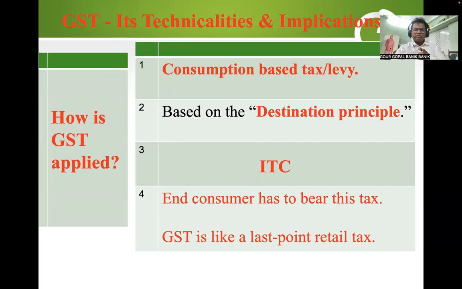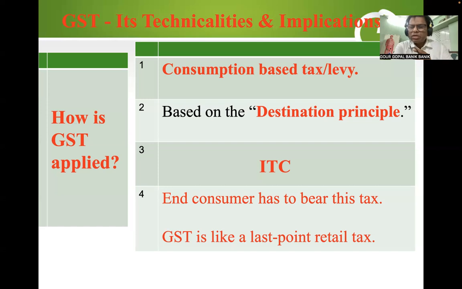And how is GST applied? GST is a consumption-based tax, because the tax burden is ultimately borne by the consumer. That's why it is known as a consumption-based tax. The person who consumes has to bear the tax. Otherwise, the burden is shifted from manufacturer to wholesaler, from wholesaler to retailer, and retailer to consumer, and the consumer cannot shift the burden. It is also known as the destination principle.